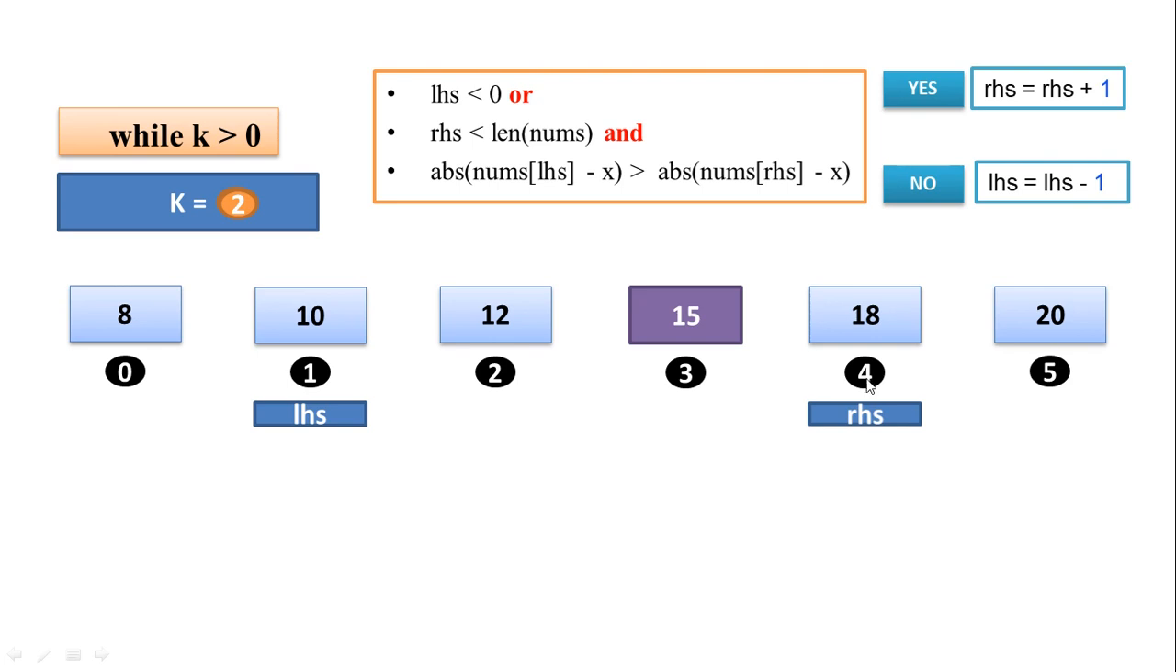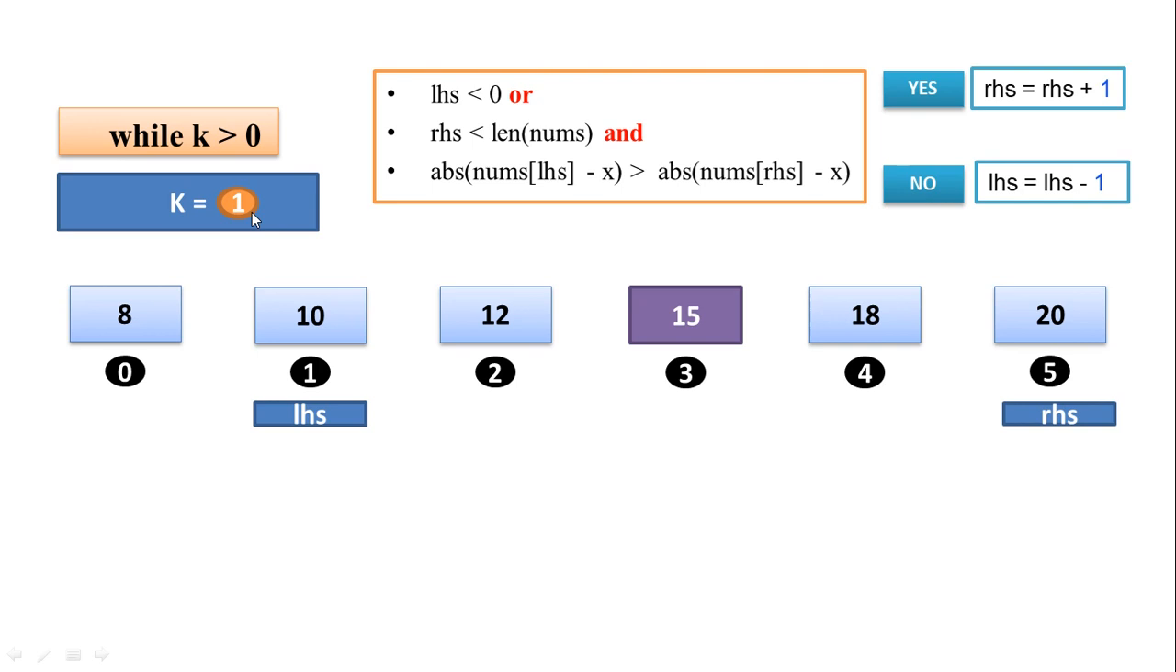So this means RHS is pointing at the fourth index and now we have to shift it towards the right by one index. So it will now point to the index 5. Simultaneously, we have to ensure that the value of k is reduced by 1. This means k now becomes 1.